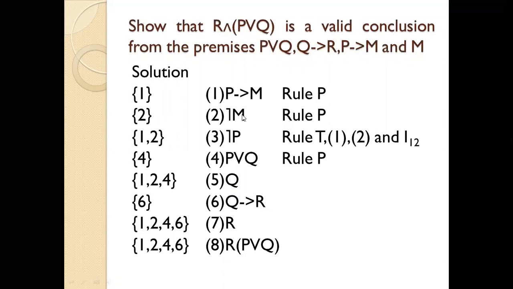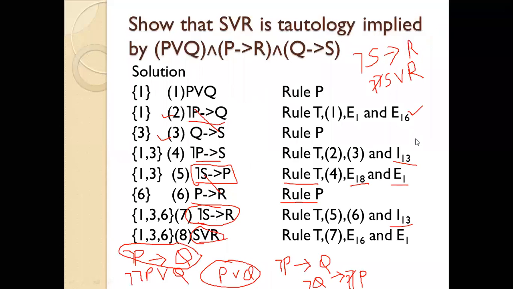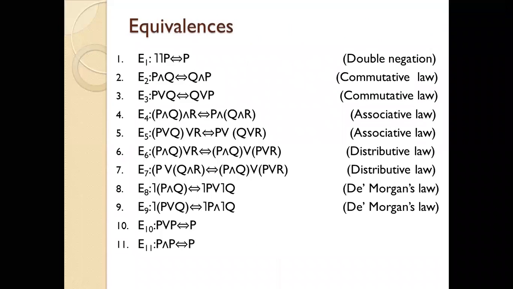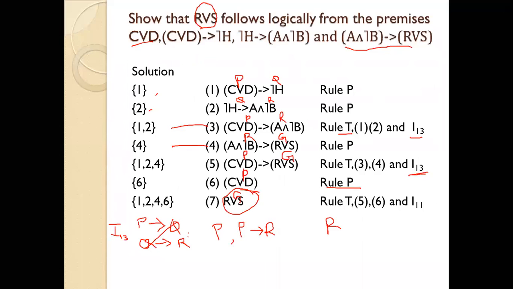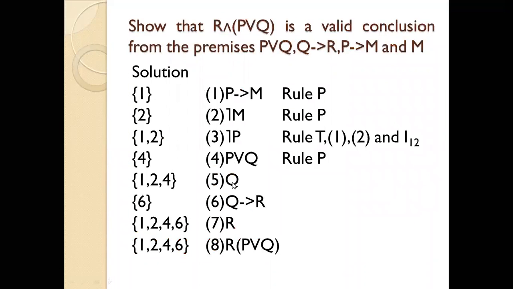So from these two, we have derived negation of P by identity number 12. I12. Let's see identity number 12. Identity 12 says negation of Q, P implies Q gives us negation of P, which is modus tollens. Okay. Now this rule identity will be applied over here.